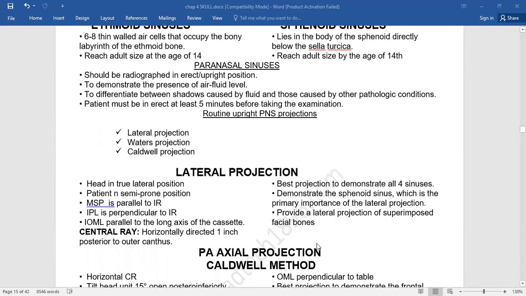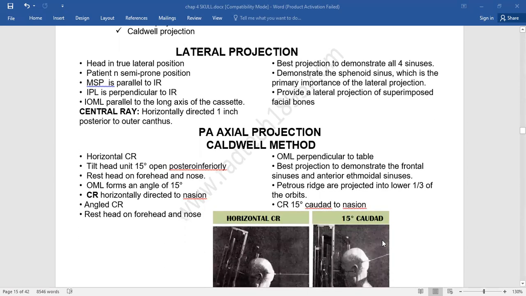So again, what is the best projection to demonstrate all the 4 sinuses or 4 PNS? So lateral position or lateral projection, or para mas kompleto, mas maganda, lateral erect. It demonstrates the sphenoid sinus, which is the primary importance of the lateral projection. So yung pinaka-importante na makita sa lateral is the sphenoid sinus. It also provides a lateral projection of superimposed facial bones.